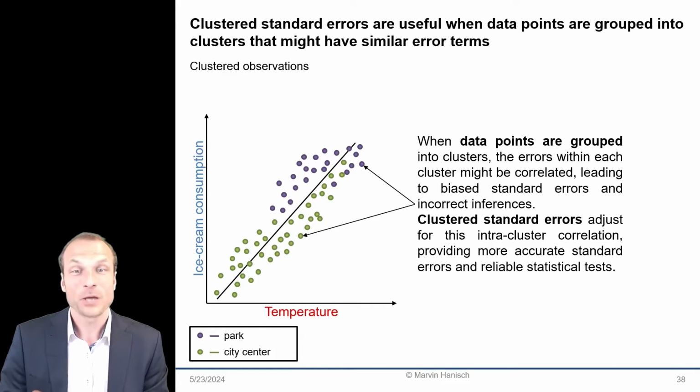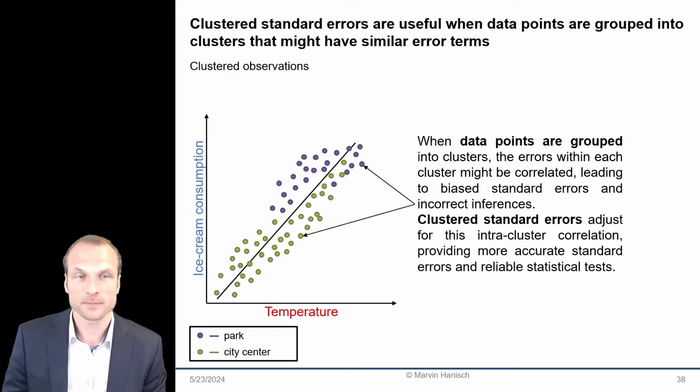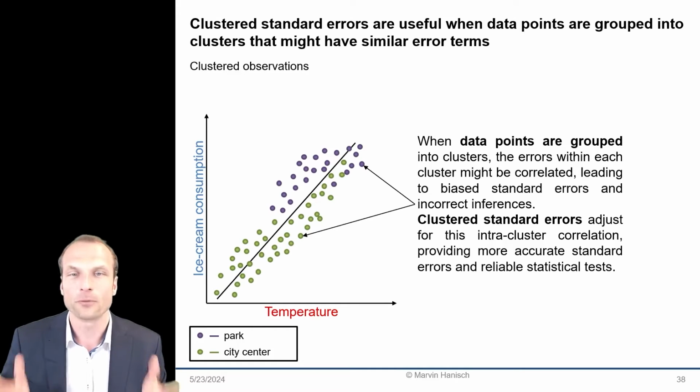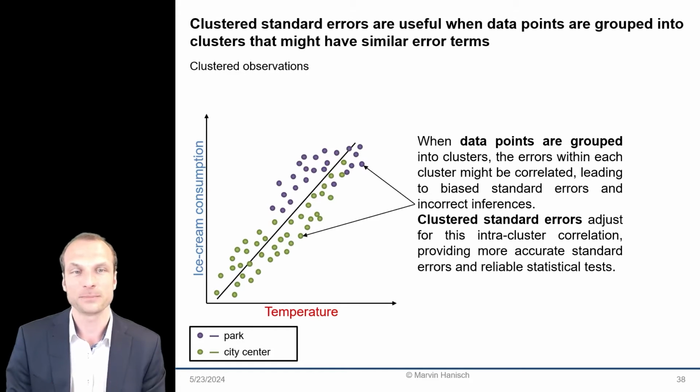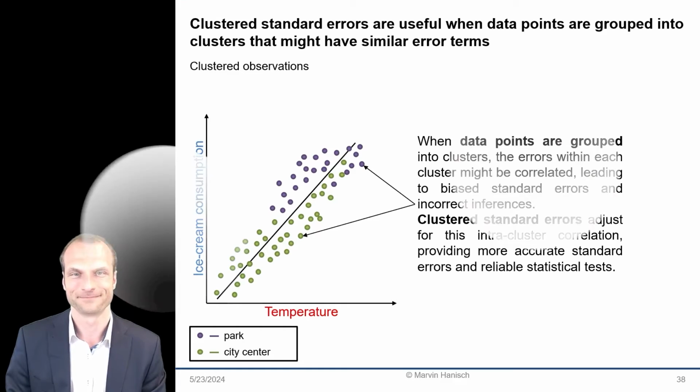To sum it up, using the right type of standard error ensures your analysis is more accurate and trustworthy. Whether you're studying how temperature affects ice cream sales or any other relationship, robust and clustered standard errors help you get reliable results.